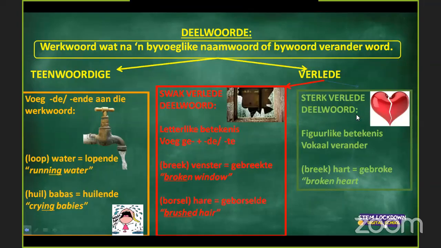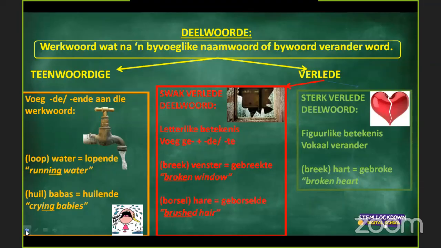Die sterk verlede deelwoord, that is the one where it's got a figurative meaning and our vowel changes. So we still add ge to the word to indicate that it's happened, maar ek het 'n breek hart. Dis 'n gebroke hart. If my heart has been broken by someone, it's not actually broken in pieces. Okay, it's a figurative way of saying that I am extremely sad.